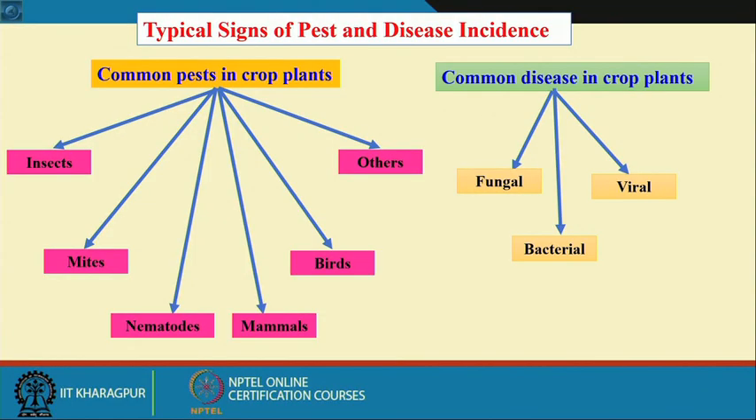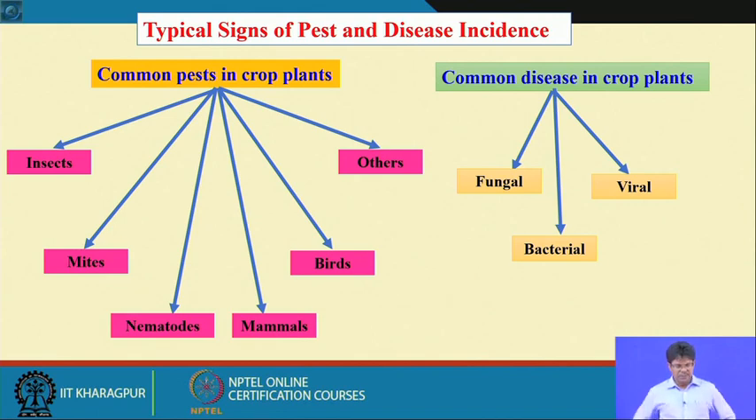In this lecture we will be discussing the different pests and diseases, their behavior, and the status of pesticide use and biopesticides in the market. Coming first to the typical signs of pest and disease incidence, we can see the common pests in crop plants and the common diseases in crop plants.